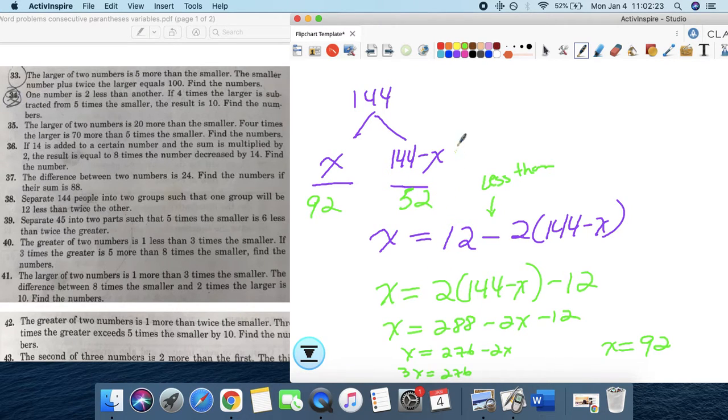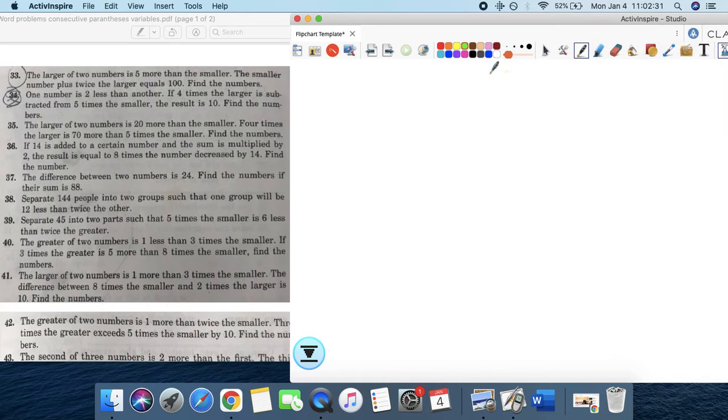Okay, so again, that's the tricky part, which is similar to question 37. Okay. 39. Separate 45 into two parts. And again, here's 45. I want to separate into two parts.